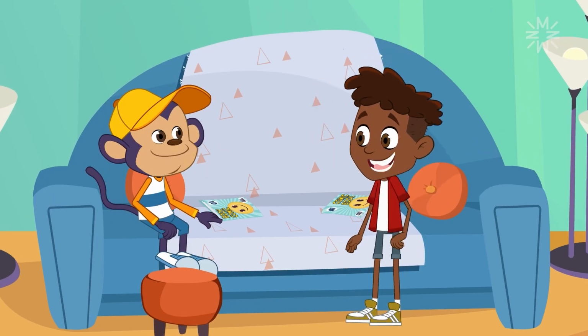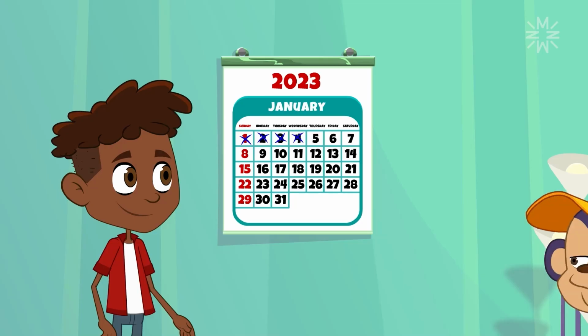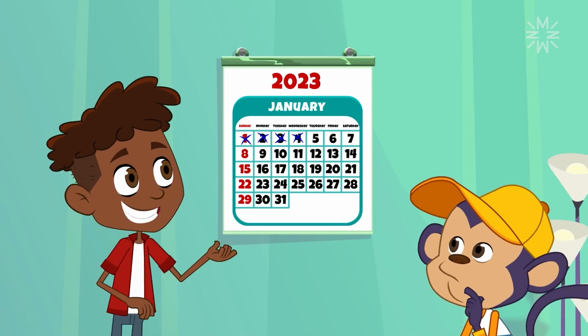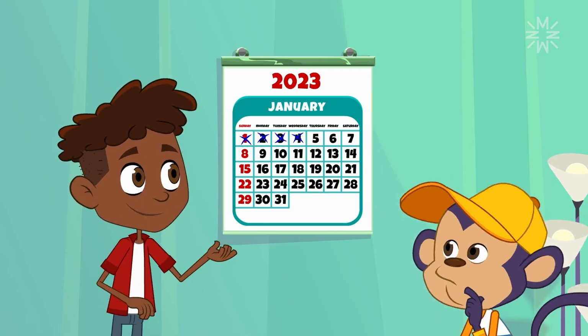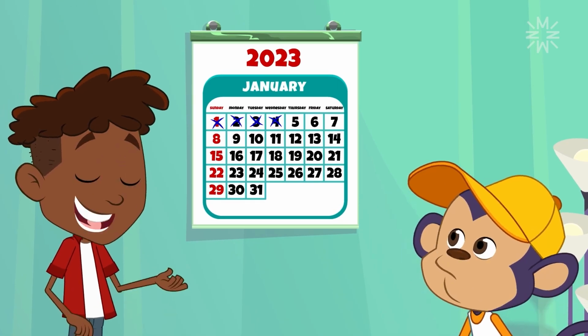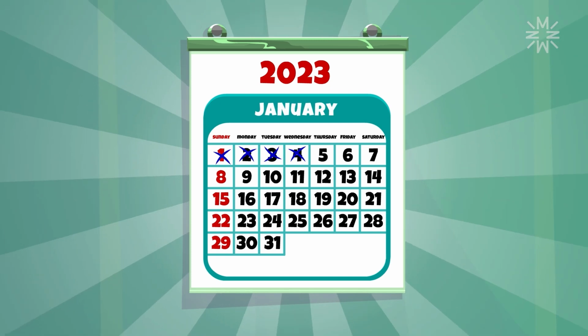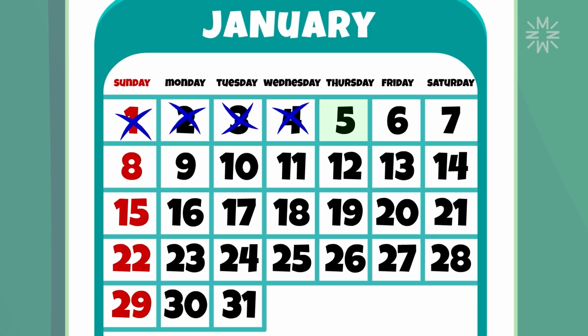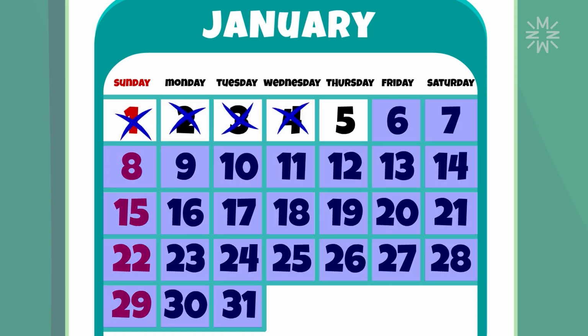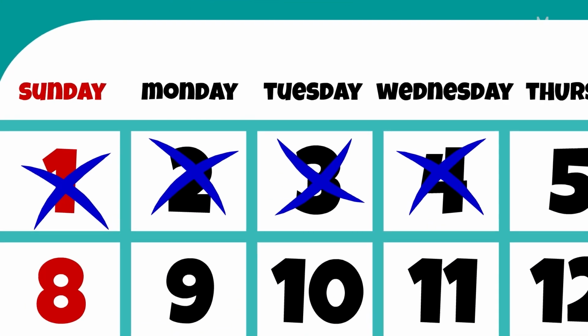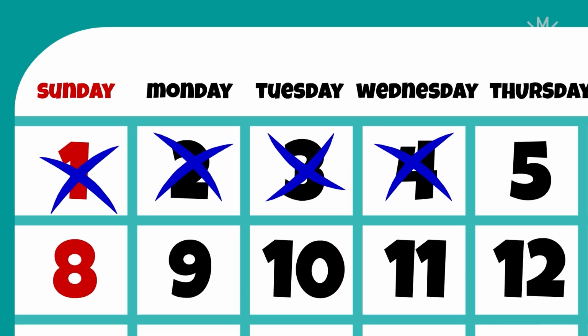Oh, let's check the calendar. Let me see. Today is January 5th, 2023. How do you know that? It's all written here, look. The calendar is used to organize our routine. It shows what day it is today, the days that have passed, and the days yet to come. I mark an X on all the days that have already passed. I've already marked the 1st, 2nd, 3rd, and 4th. And today is the 5th.